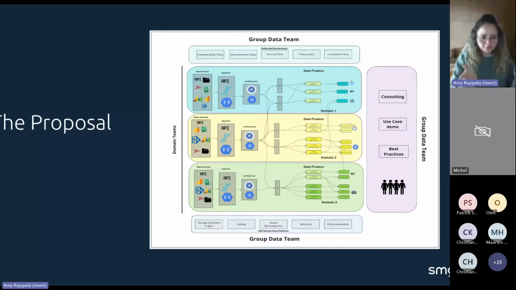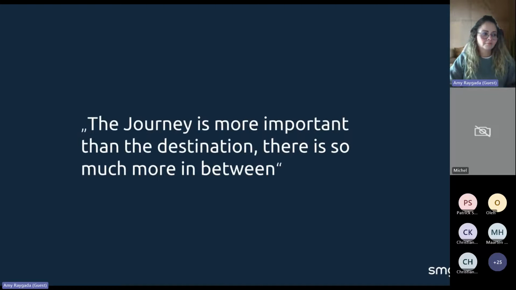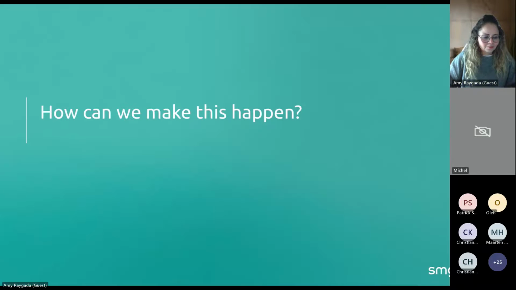And also we wanted to implement a modern data stack in the company to educate people to use this data platform. It sounded like a good plan at the moment. We had pretty much everything covered in a prototype, and we started to dream big. So basically, as you know, it might sound a little bit cheesy, but the journey is more important than the destination, but there is a lot more in between. And we started to think, how can we make this happen, or how can we fix it?